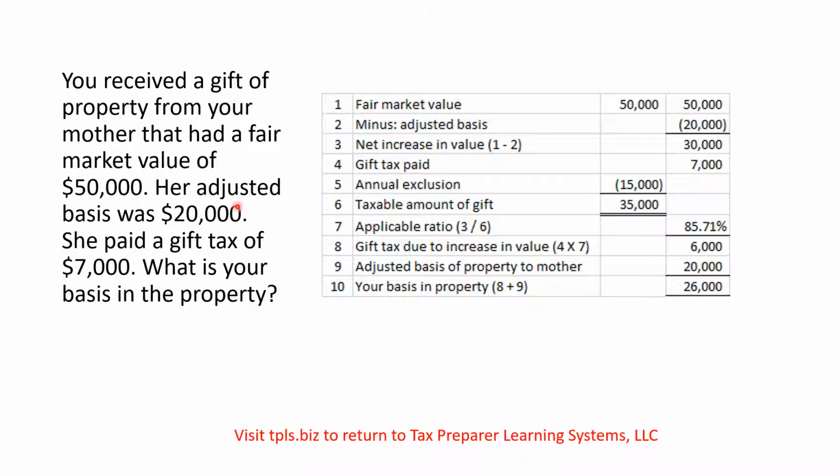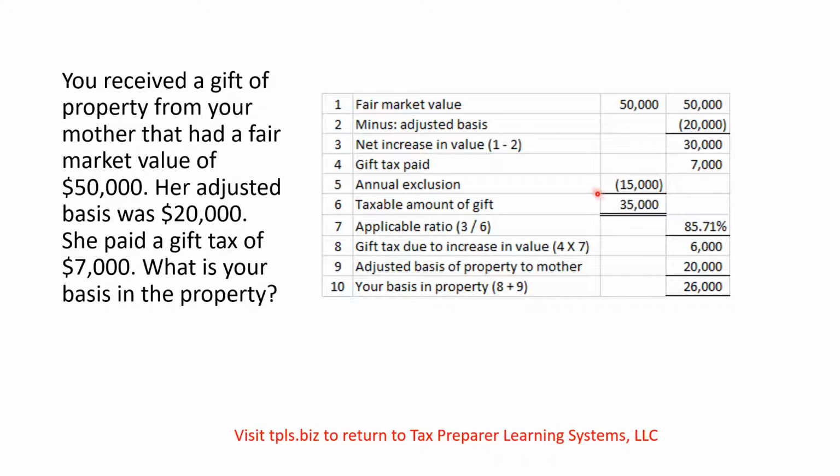You know, she bought it at 20. Well, it's now worth 50. So obviously the gift has increased in value. And we want to assign the portion of the gift tax, the portion of this $7,000, that relates to the increase in value. Okay, so first things first, let's figure that the increase in value is $30,000. It's now worth $50,000. Adjusted basis, or the mother's original investment, was $20,000. So the increase is $30,000. The gift tax that was paid is $7,000.